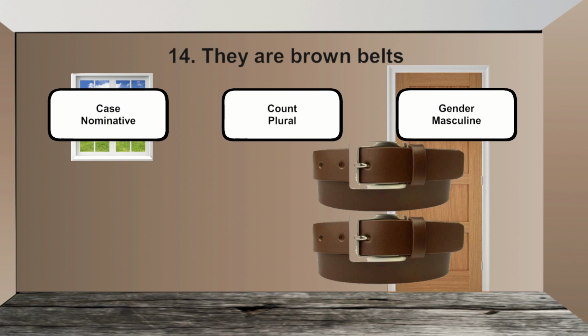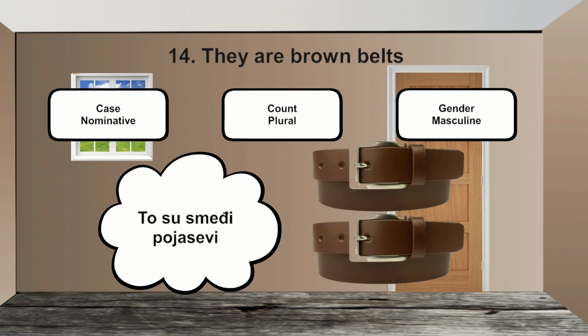Masculine, plural. This one is an exception. Normally single syllable words receive an OV, but this one receives an EV. To su smeđi pojasevi. And again. To su smeđi pojasevi.